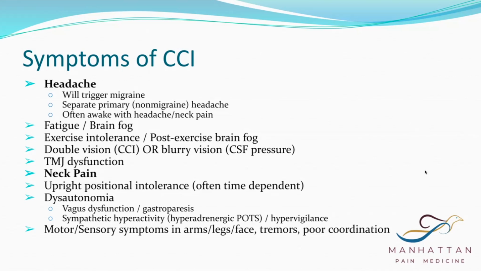And with CCI, there can be vagus nerve dysfunction. So as the vagus nerve exits the spine, there can be traction on the nerve, which can impair gastric motility. Gastroparesis is a common side effect of CCI, but of course, gastroparesis also happens with migraine. We really want to understand why these things are happening, and there may be more than one reason in any given patient. And then also we see sympathetic hyperactivity.